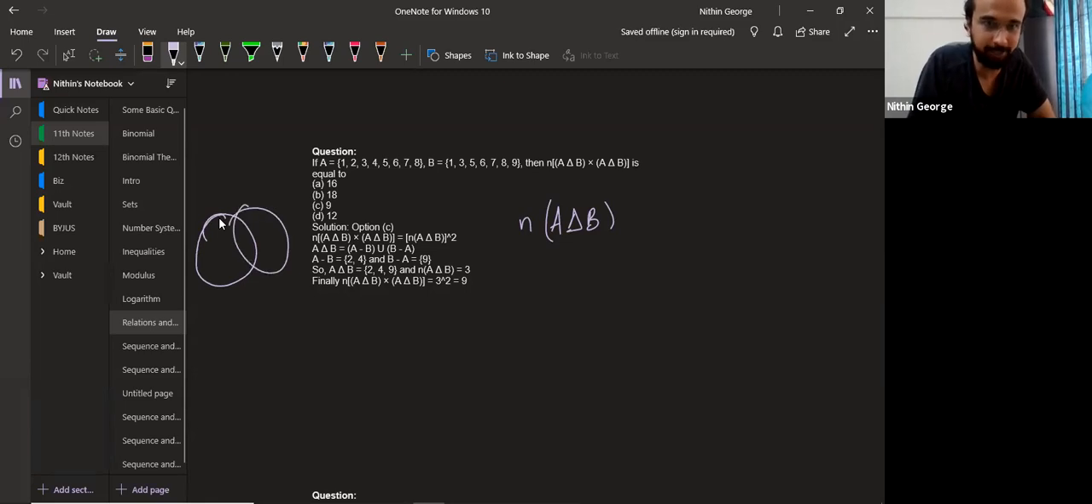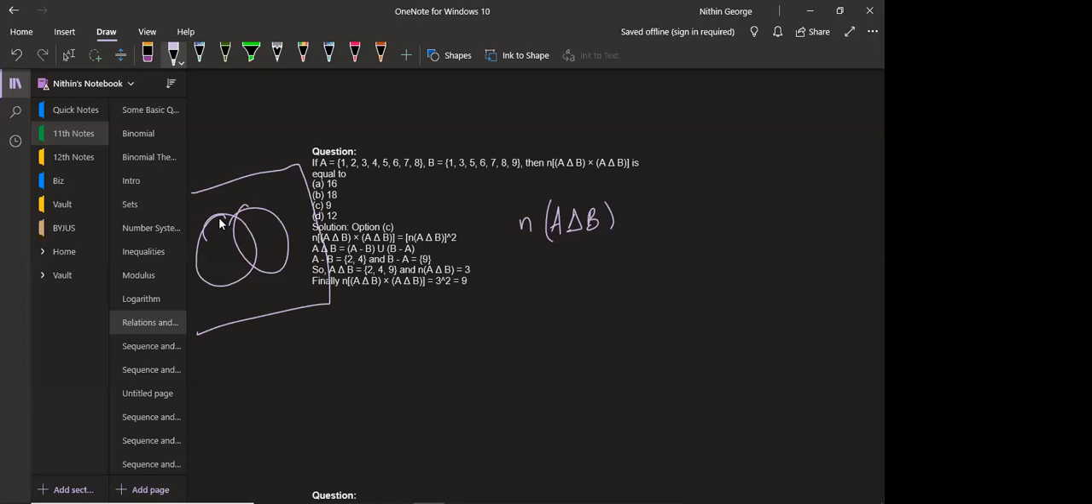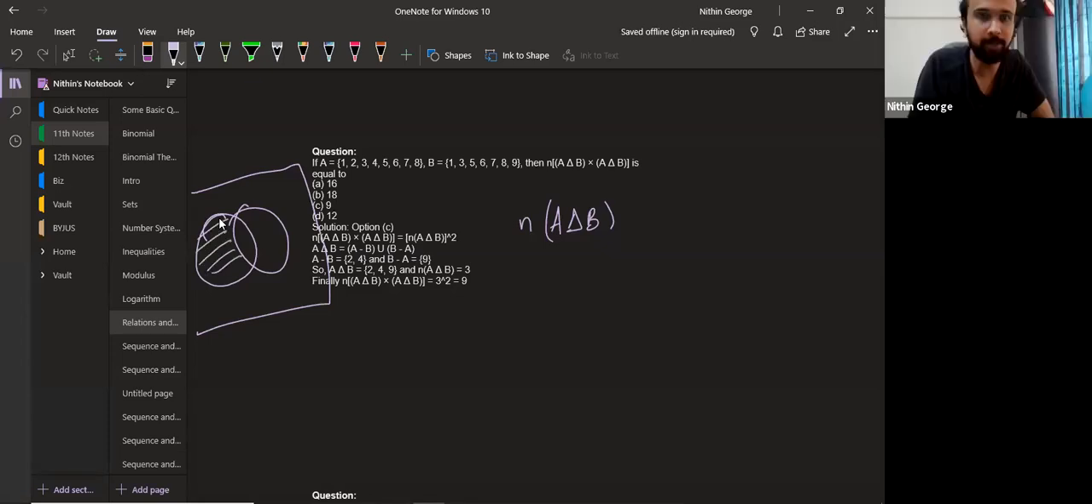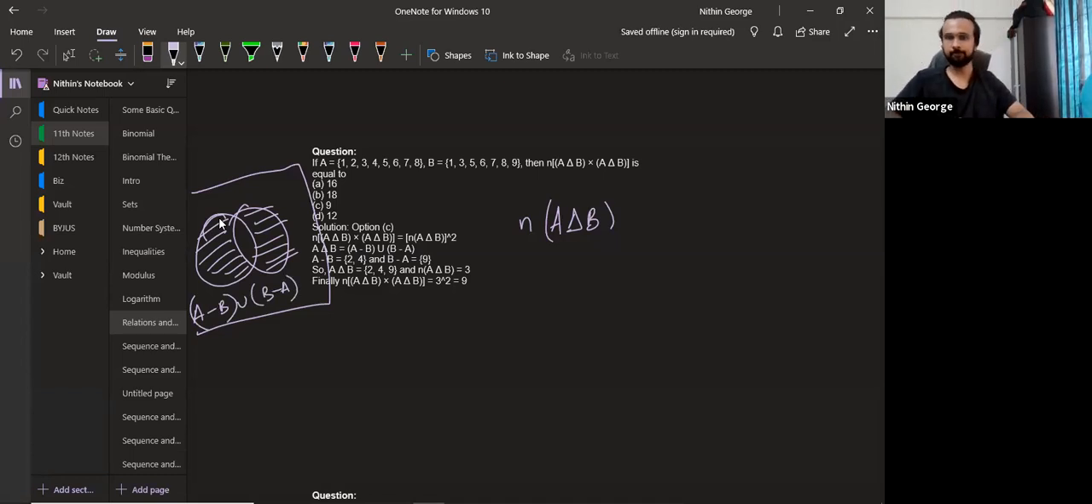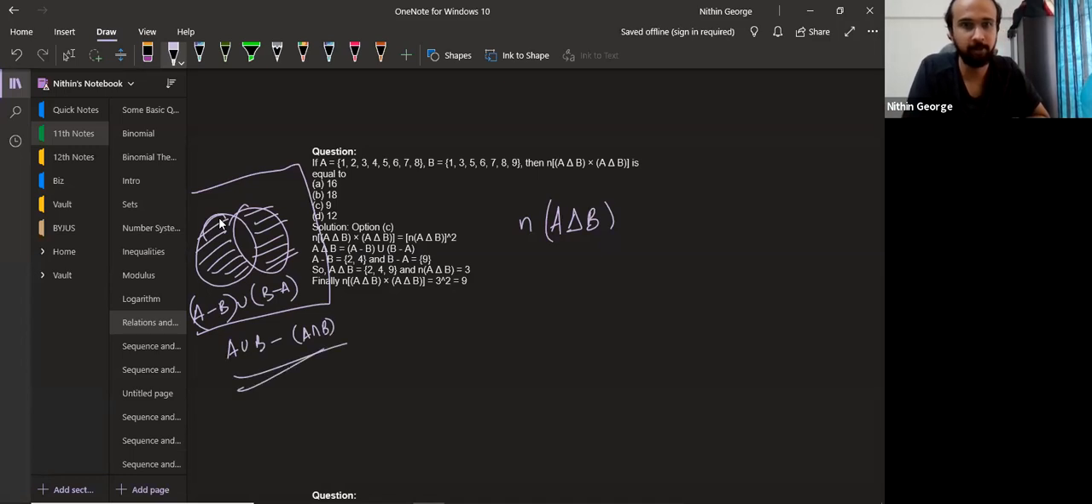You have two sets, A and B. Forgot the symmetric difference? You take this part and this part. Basically, you take an A minus B along with the B minus A. Got it? Okay. Or in other words, you can write it as A union B minus A intersection B. All right. And I hope you understood this. This is symmetric difference. That is what A delta B means.